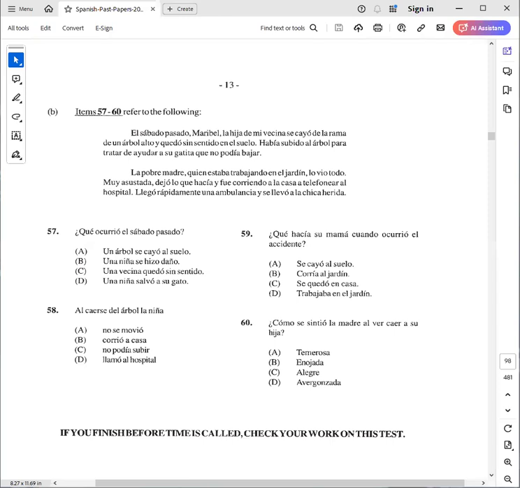Una niña se hizo daño. So basically it says, last Saturday, Maribel, la hija de mi vecina, se cayó de la rama de un árbol alto y quedó sin sentido en el suelo. Había subido al árbol para tratar de ayudar a su gatito que no podía bajar. So last week, Saturday, Maribel, my neighbor's daughter, fell from a tree branch, a very tall tree, and basically stood there without feeling anything on the floor. She had climbed a tree to try to save her little cat that could not come down.